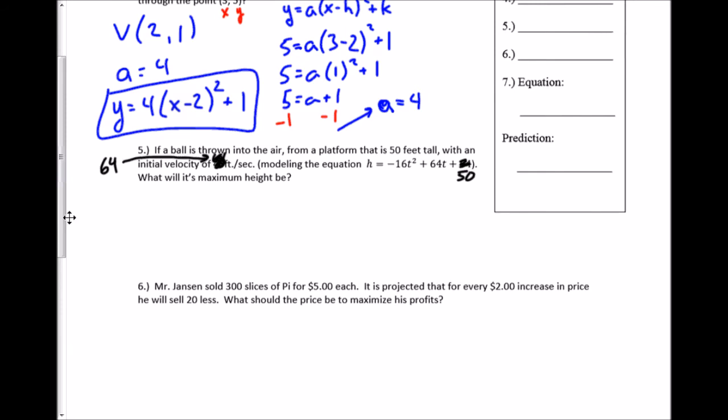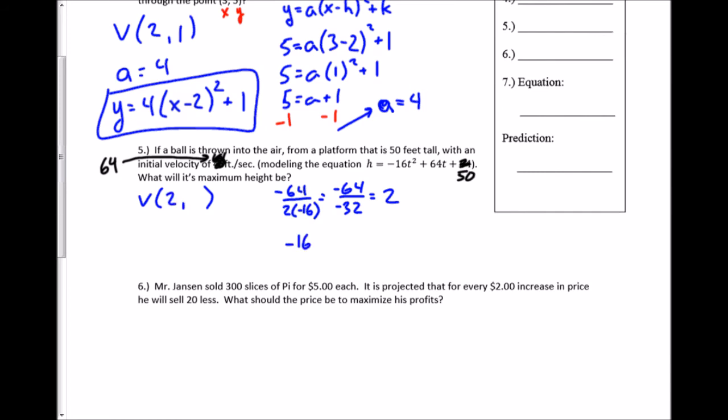So when we do this, I'm just going to find the maximum height here. So really what it's asking me to find is the vertex. So I want to find the vertex for this one. So I do the opposite of b over 2a, which is a negative 64 over a negative 32, which gives me a 2. That's the x value for my vertex. And now I just need to plug it back in and find the y value.